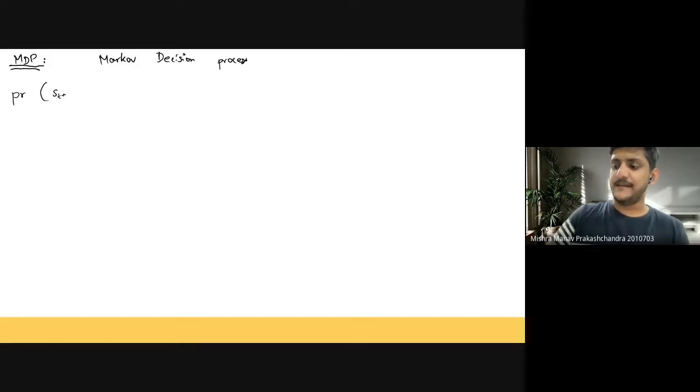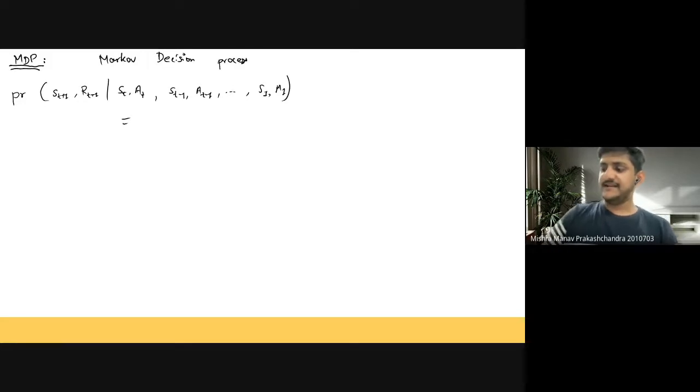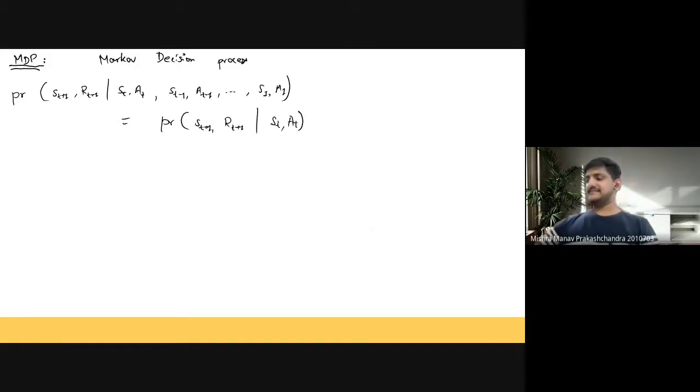So first assumption is that the probability that this quantity is equal to this quantity. All it says, this is the Markov assumption. You don't need access to the entire history of all the states and action pairs that you have reached so far, but only the latest, the last state contains all the information about all the previous steps that have been taken so far.